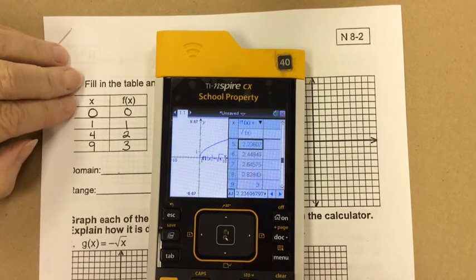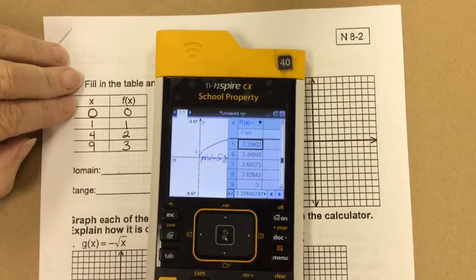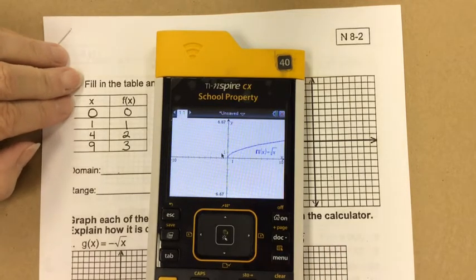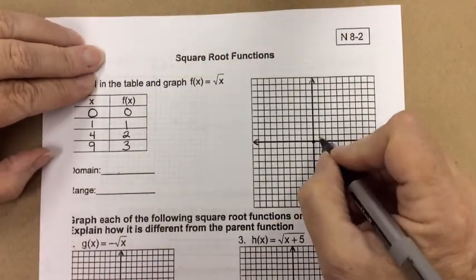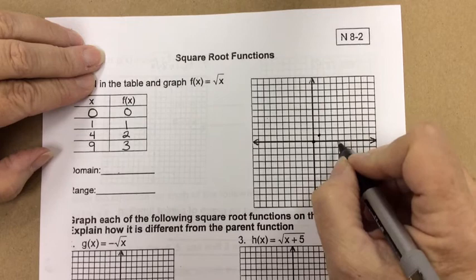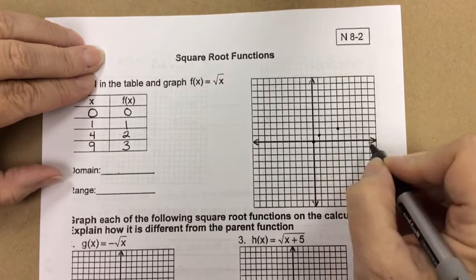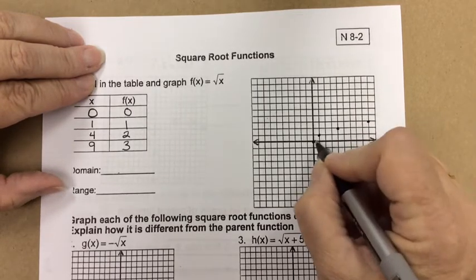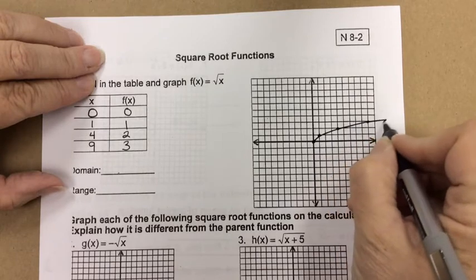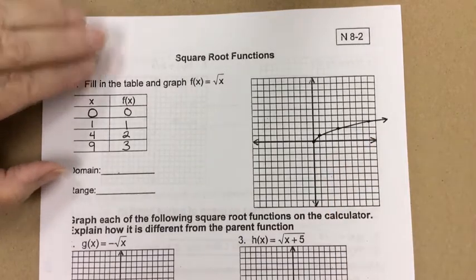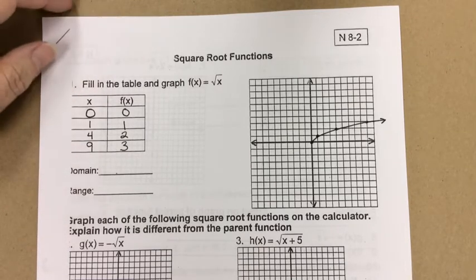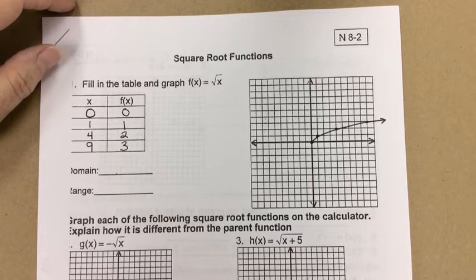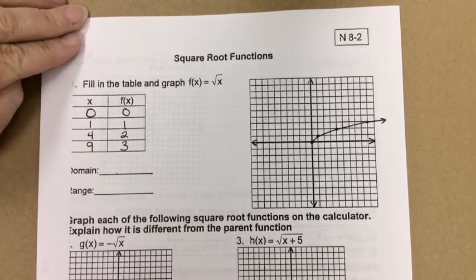So once you have that, let's get rid of our table. Your graph is going to look like this when you graph it. So let's do that. We're going to graph 0, 0, 1, 1, 4, 2, and 9, 3. And our graph should look like this. And that is what your graph should look like. So if you're not finished graphing that yet, take a minute, finish graphing that. And we will go and find our domain now.